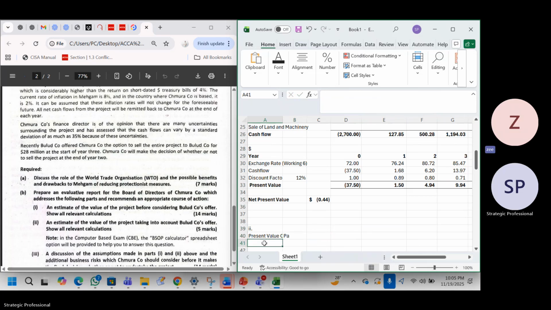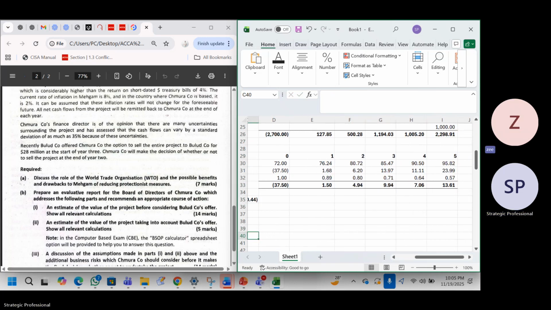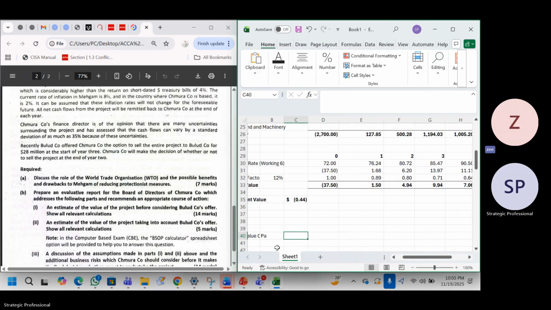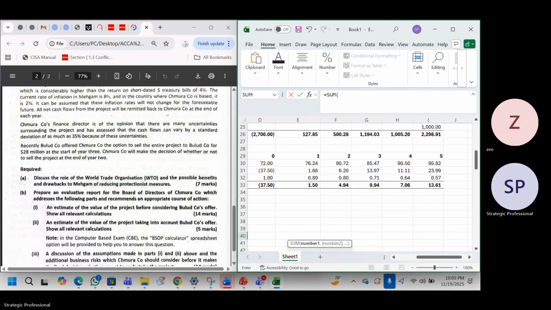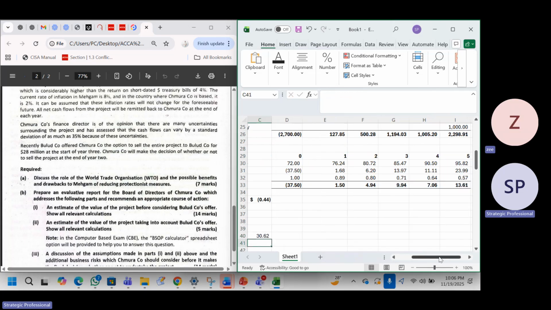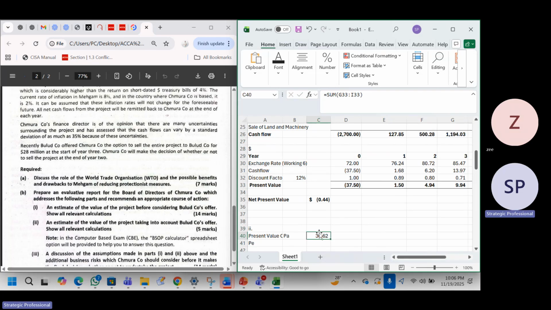That should be from year 3 to year 5. Why is it year 3 to year 5? Because to abandon the project starts from the beginning of year 3. So that means we're using the dollar present value from year 3 to year 5. So it's dollar also.